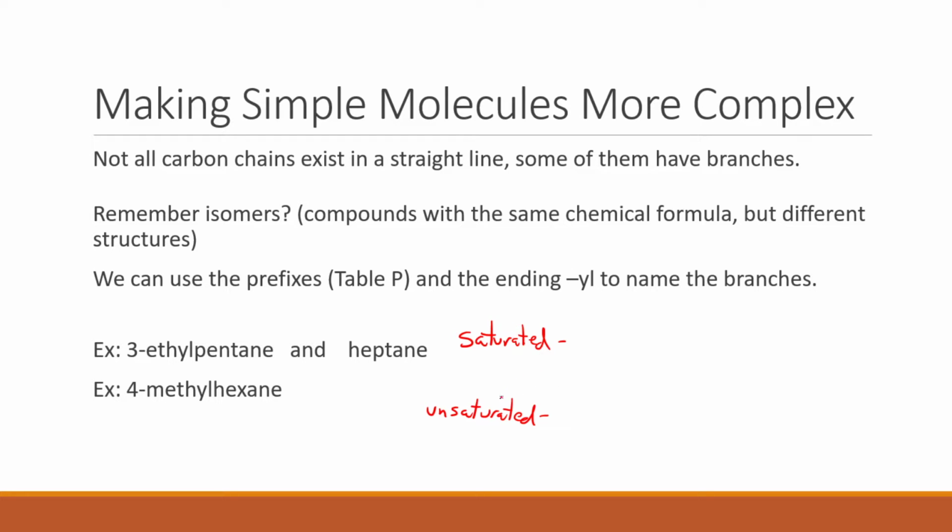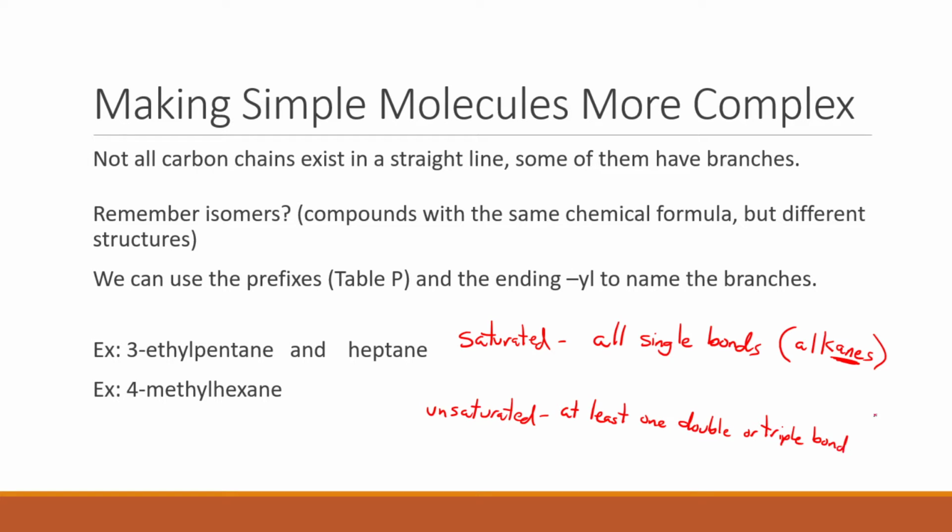Right. So saturated and unsaturated. Saturated is going to be something that has all single bonds. So that's going to be our alkanes. And unsaturated means at least 1 double or triple bond. So that's going to be our enes and ynes. So it's just a way of classifying.